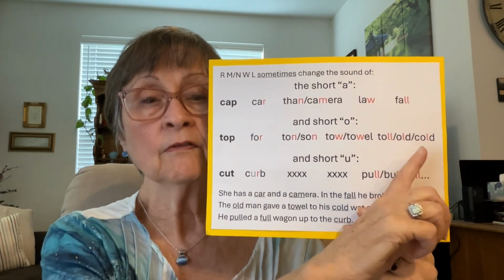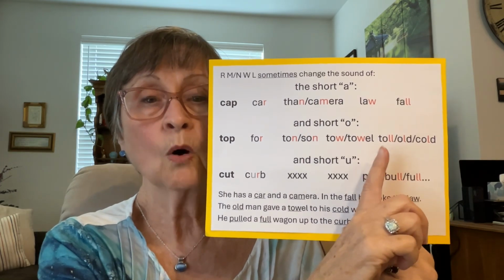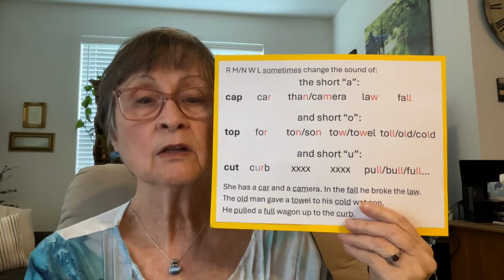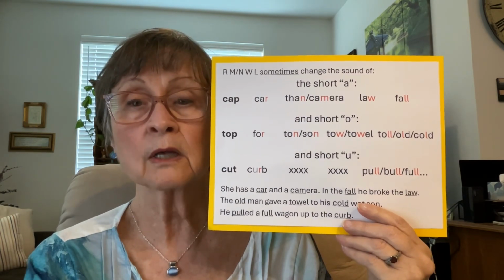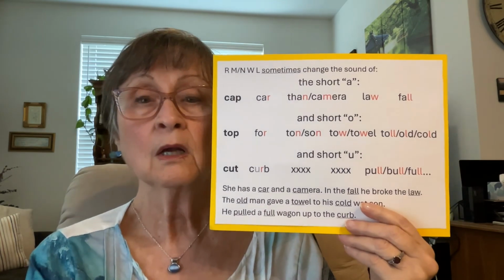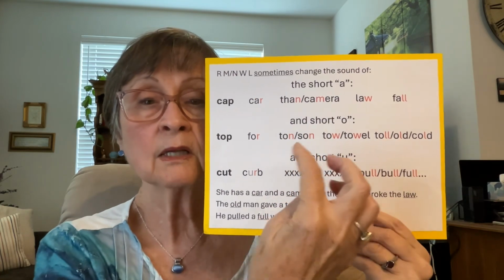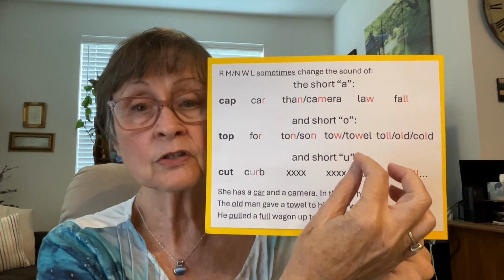And if there's an L following it, oftentimes it becomes a long O. Toll. You have to pay a toll to go across the bridge. And then the ones that end in LD, old, cold, others like gold, mold, fold. Normally you would think that would be a short O, but in these situations, because of the letter following it, it changes a little bit.